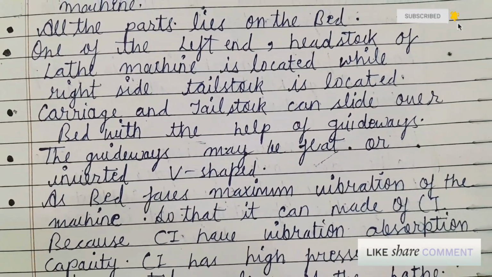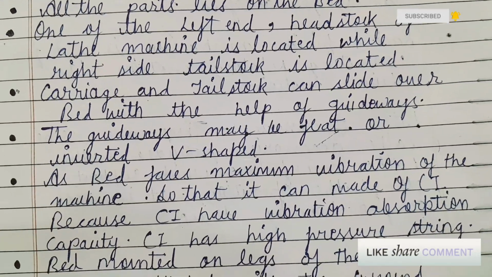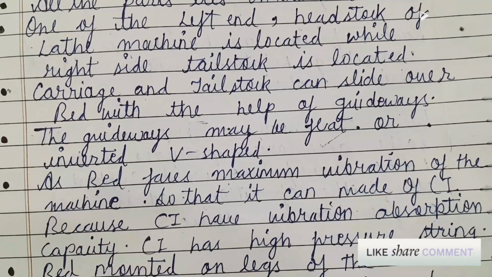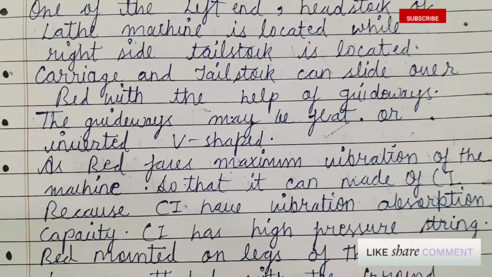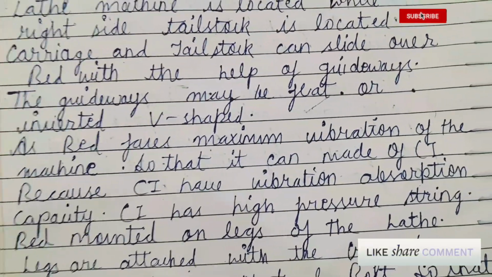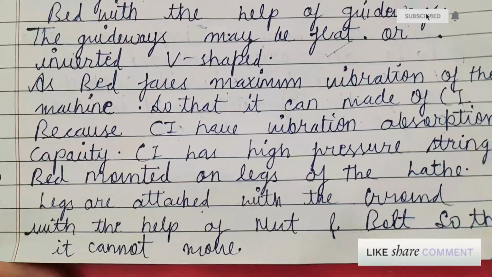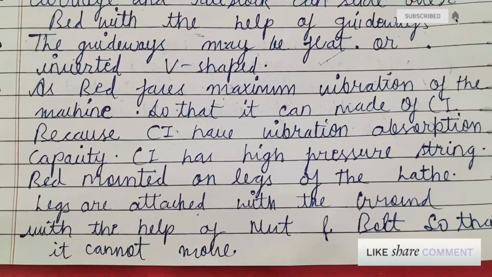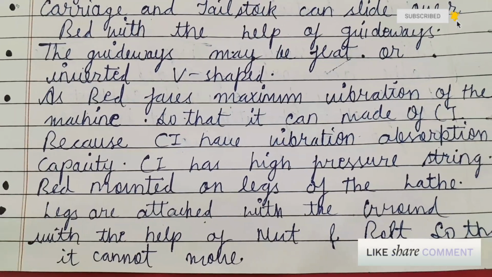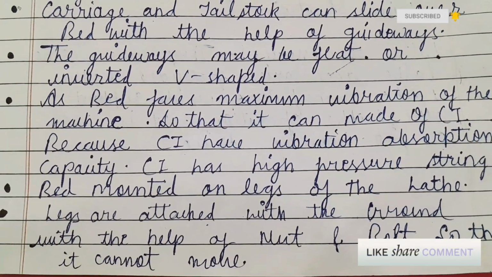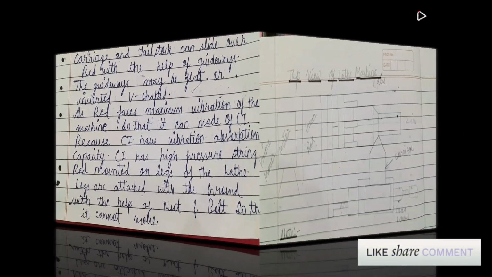As the bed faces the maximum vibration of the machine, it is made up of cast iron. CI stands for cast iron, because cast iron has vibration absorption capacity. Cast iron has high compressive strength. The bed is mounted on the legs of the lathe. Legs are attached to the ground with the help of nuts and bolts so that it cannot move.